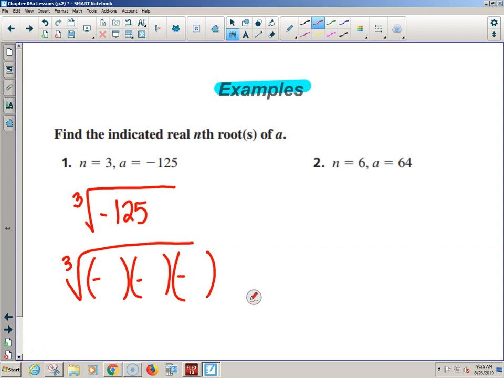All right, guys, so we're in notes. Section 6.2. We're doing a couple of notes.